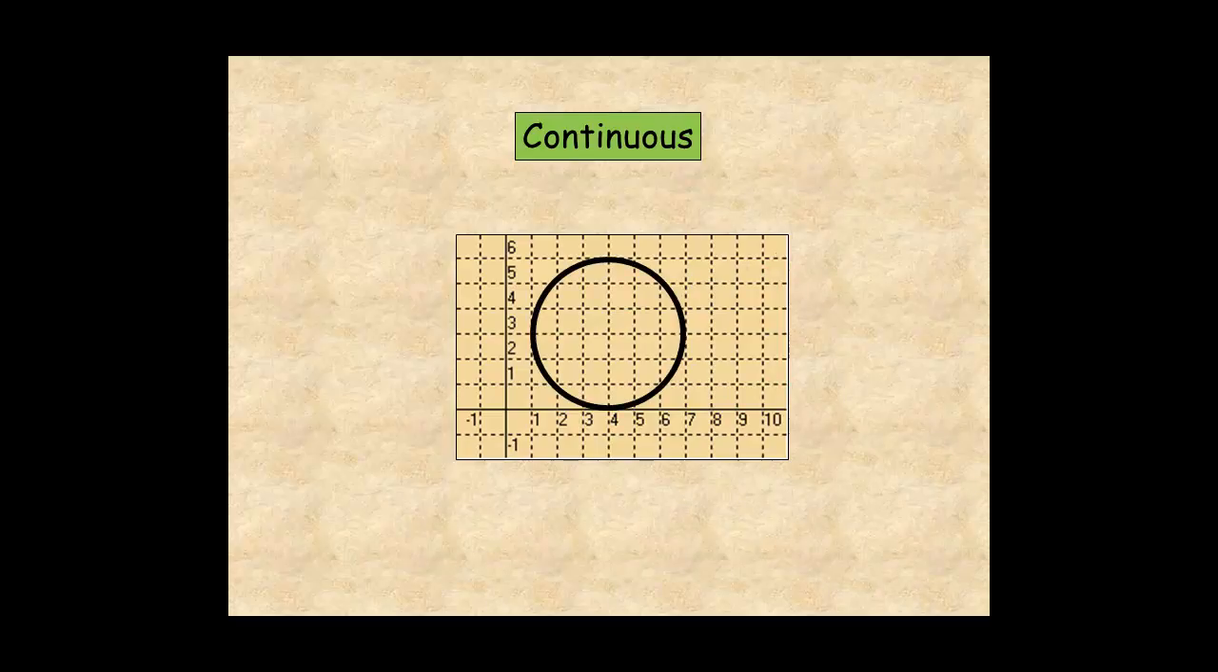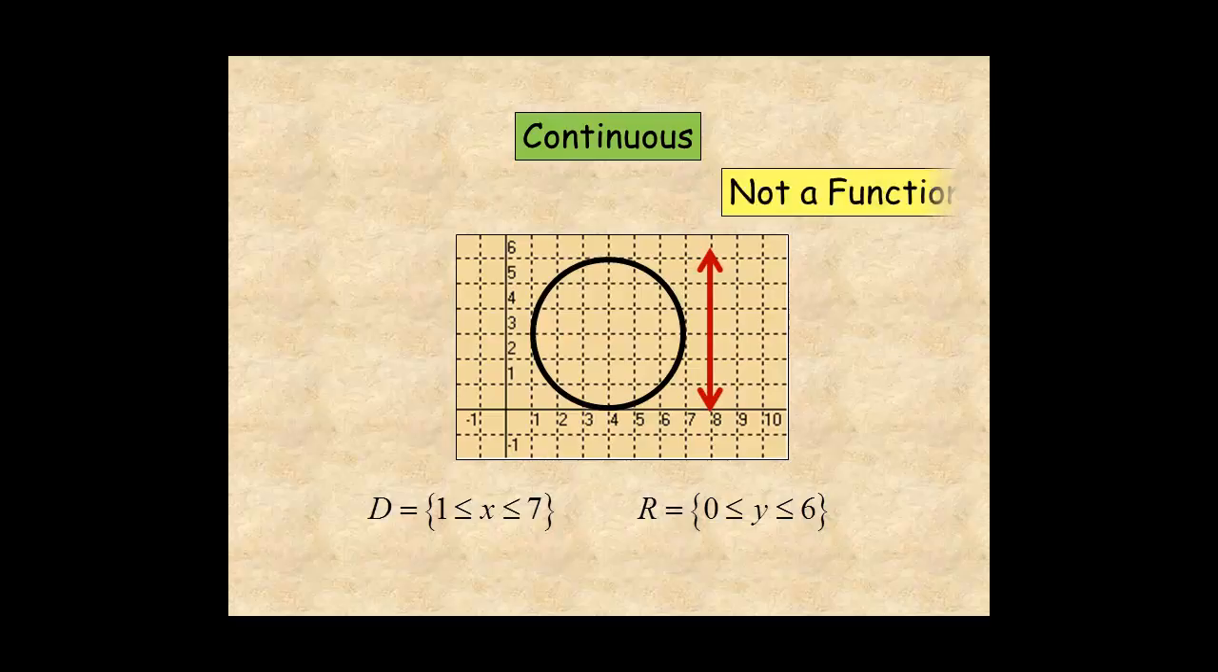For this relation, it's defined everywhere along the x-axis between 1 and 7. So the domain is described with the compound inequality x greater than or equal to 1 and less than or equal to 7. On the y-axis, the relation is defined everywhere between 0 and 6. So the range is y greater than or equal to 0 and less than or equal to 6. Since the graph fails the vertical line test, the relation is not a function.